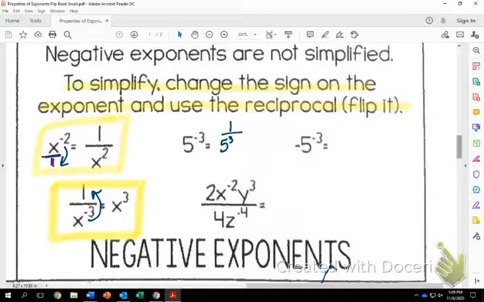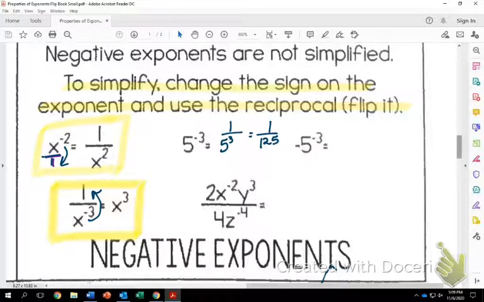So if you have a negative number in the top of the apartment, you've got to move it downwards. And vice versa. If you have an unhappy or negative number in the bottom, you've got to move it upstairs. So, with this one, we can actually go a little bit further before we move on to the next one, because we actually know what 1 over 5 cubed is. 5 cubed is 125. So I can write this as 1 over 125.